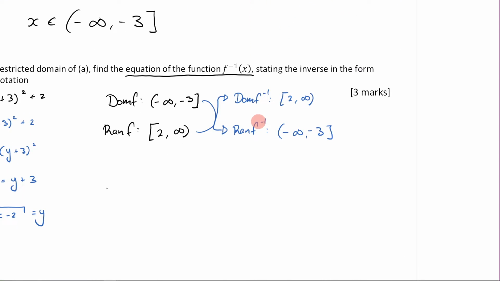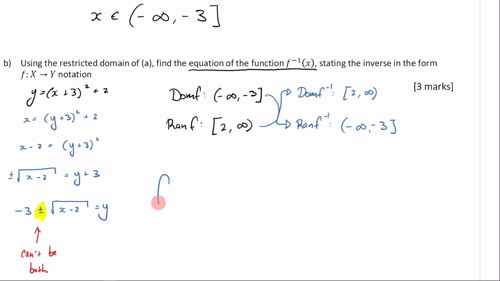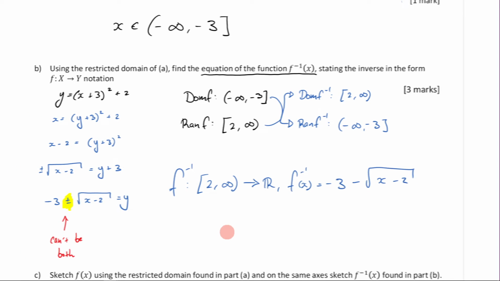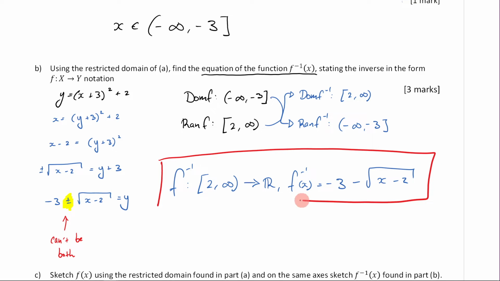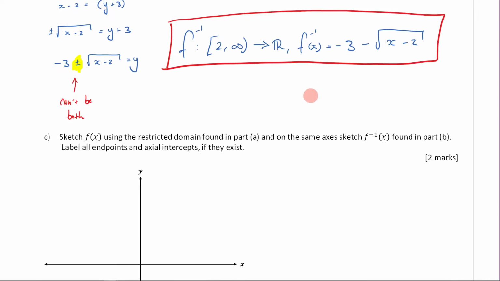So that means writing it in full function notation, the inverse function is going to have a domain of 2 to infinity, a codomain of all real numbers. Remember, the codomain is always all real numbers. And then from there, I can say, what am I doing next? It's negative 3 minus the square root of x minus 2. I didn't say plus or minus, I just said the minus there. And that is going to be my answer. I have written it down. Perfect. We now move on to the next part.